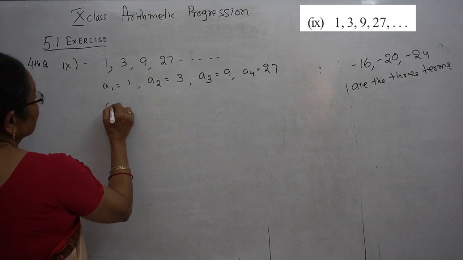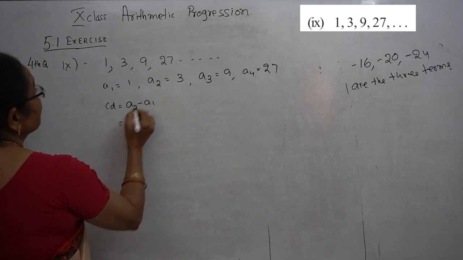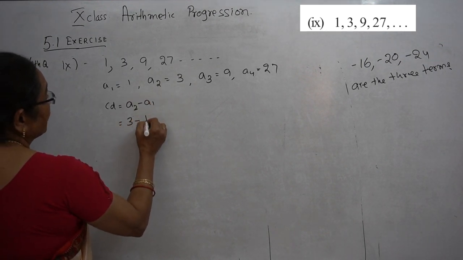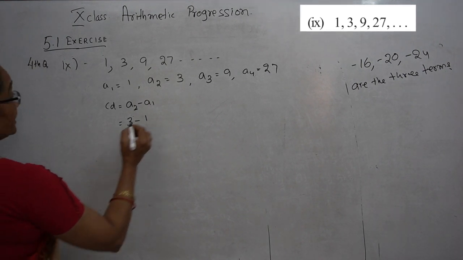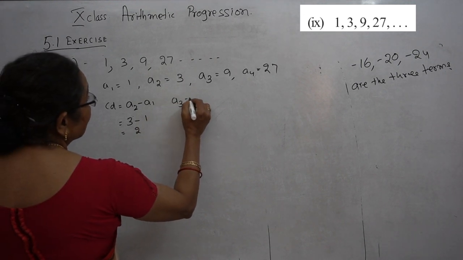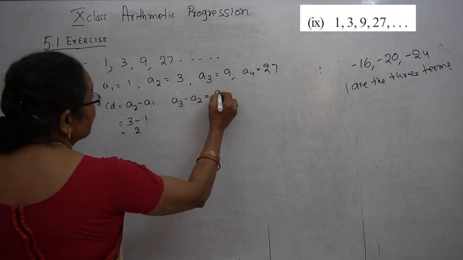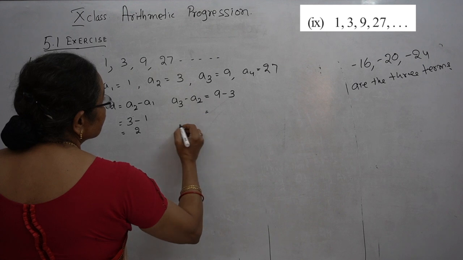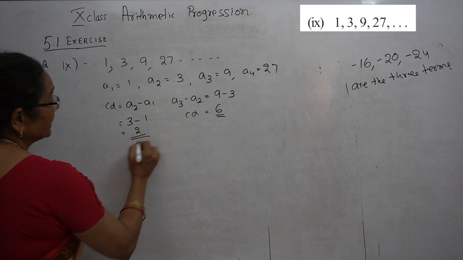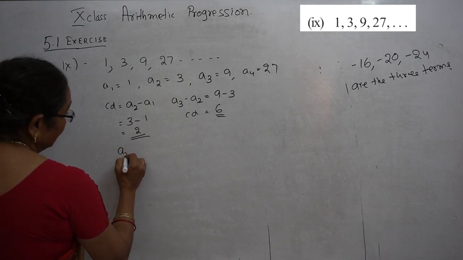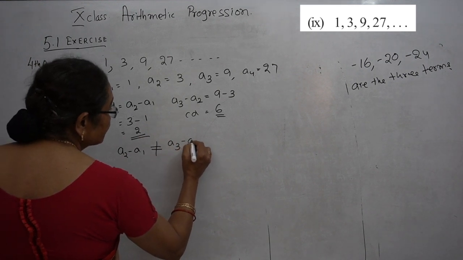So the common difference equals A2 minus A1. What is our A2? 3 minus 1, that equals 2. Second is A3 minus A2. We shall see what it is coming. A3 is 9, 9 minus 3, that is 6. The common difference has come 6 there, here 2. So here, A2 minus A1 is not equal to A3 minus A2.